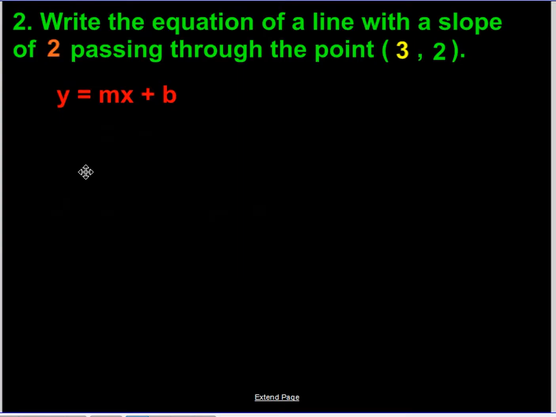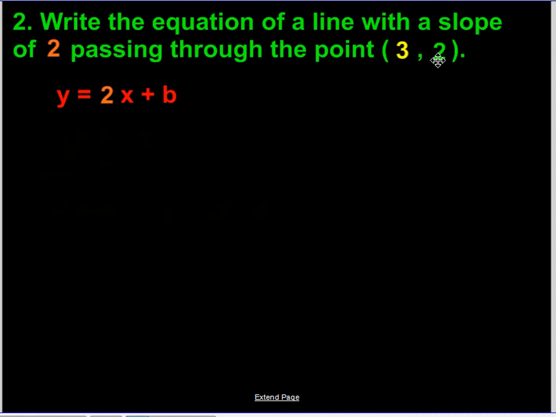All right, let's take a look at one last question, number 2. Number 2 is a little different than the first couple of problems. It says, write the equation of a line with a slope of 2. So they're telling me what the slope is already. That passes through the point (3, 2). So here's my standard equation for the slope of a line. I know my slope is 2, so I can take that and replace the m with it.